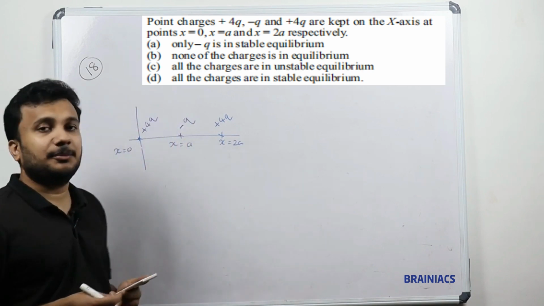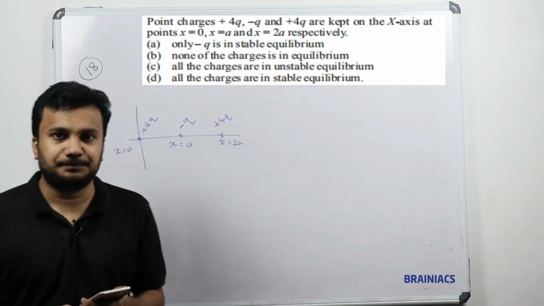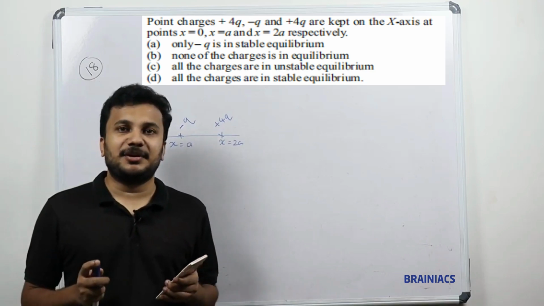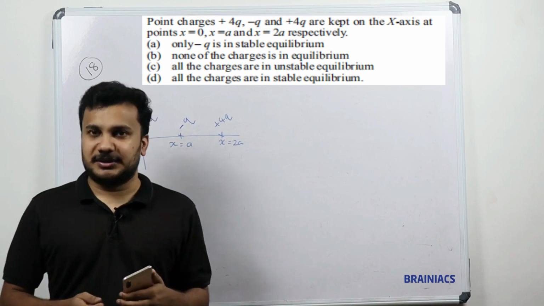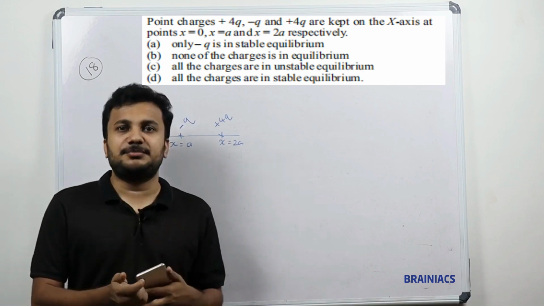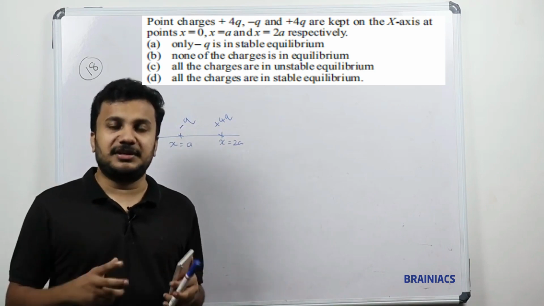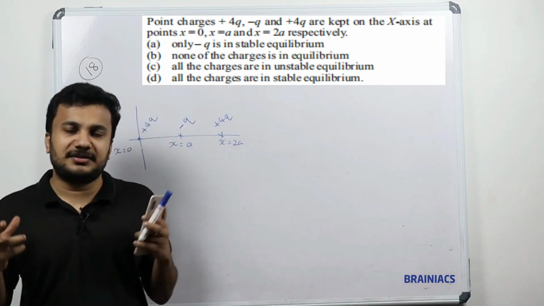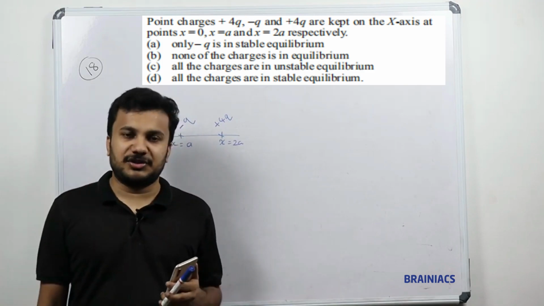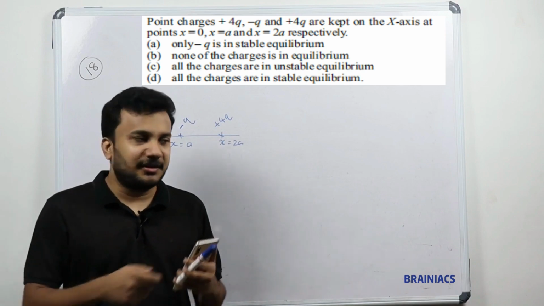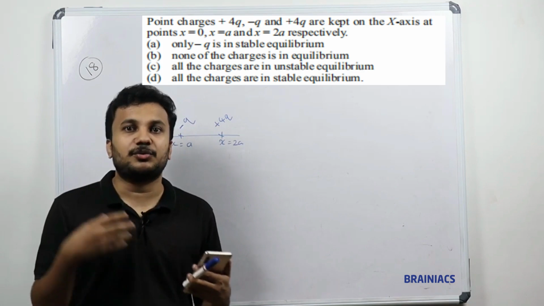We have learned about two types of equilibrium when we talked about torque: stable equilibrium and unstable equilibrium. Hope you remember this. Stable means what? If you give any disturbance to the charges or the system, it will always come back to the original position. It is something like a rubber band. If you pull it or push it and then release it, it will always come back to the original position.